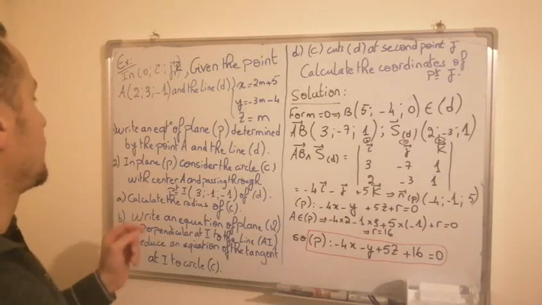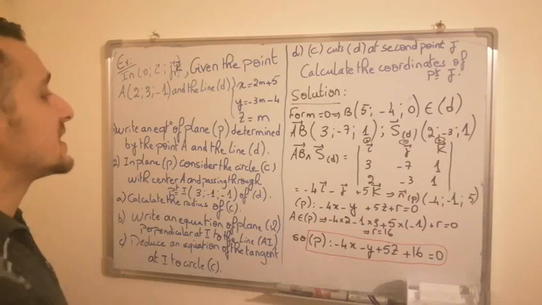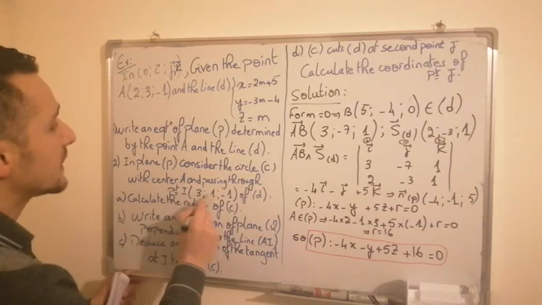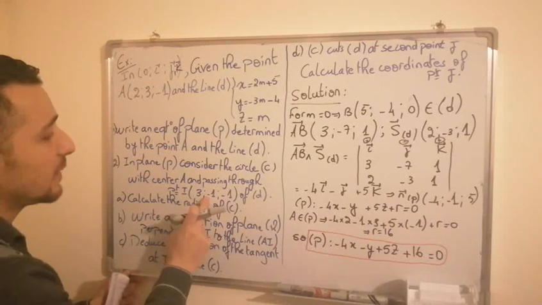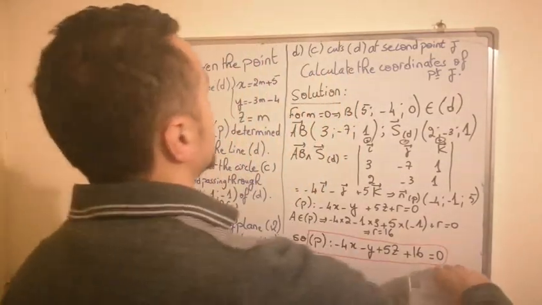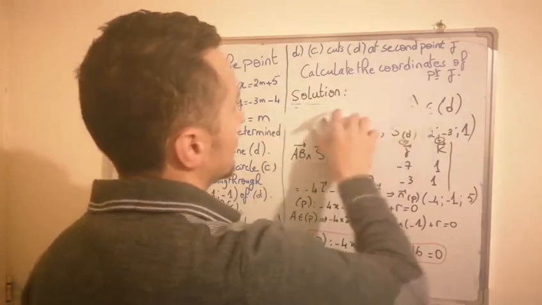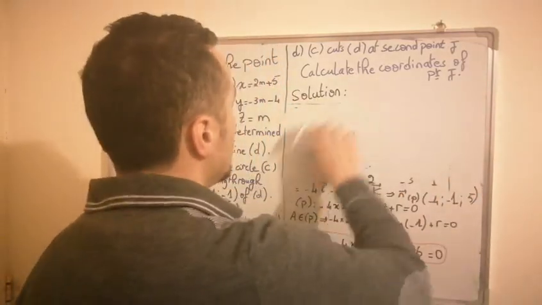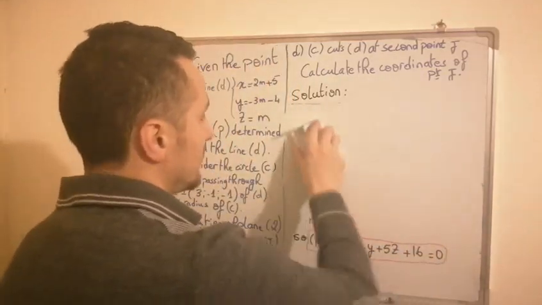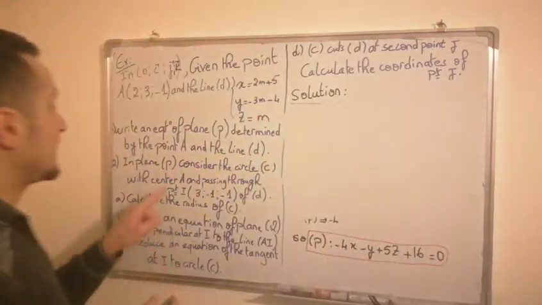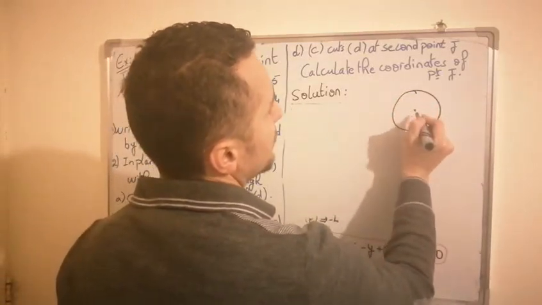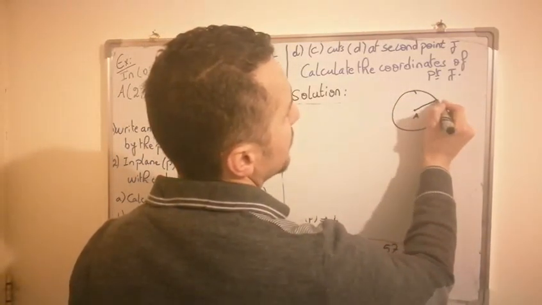Second question is, in plane P, consider the circle C with center A and passing through the point I of abscissa 3, ordinate -1, and its height equals -1. So, to understand what is happening, we can draw a simple figure. We can draw a circle of center A and passing through I. It's a circle of center A and passing through I.